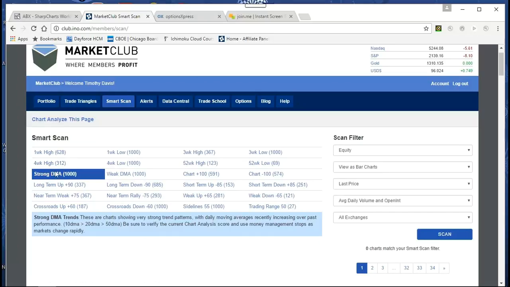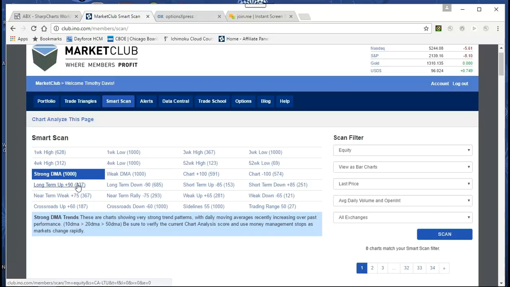If you want to show stocks that have a very, very strong uptrend, click on this one that says strong DMA. It has 1,000 stocks. That shows you a very, very strong directional trend. If you want to see stocks that have a long-term uptrend of at least a positive 90, click on that.